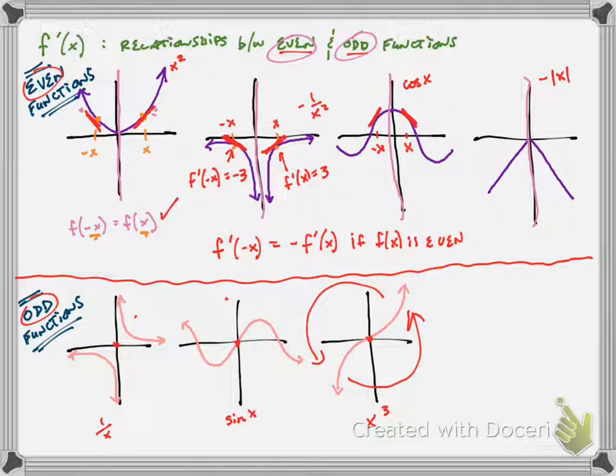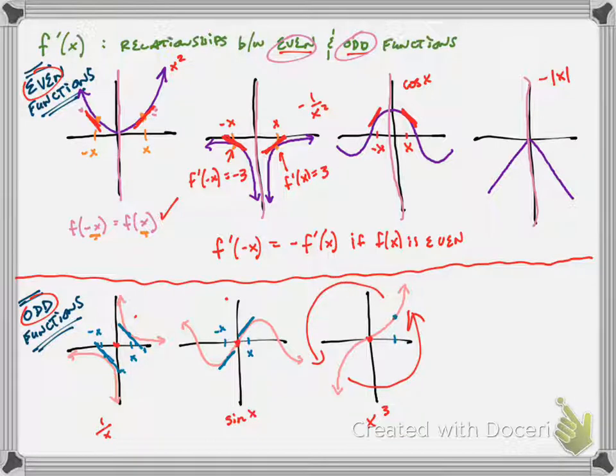Now, specifically, look at their slopes at opposite x values. So we'll call this x, call this negative x. The slope of the tangent line of the curve here is negative, and there it is, also negative. In fact, those lines are parallel. Now, when you have two lines that are parallel, their slopes are equal to each other. Let's go out to x and negative x. Look at the slope of the tangent line of the curve there. Look at the slope of the tangent line of the curve there. They're parallel.